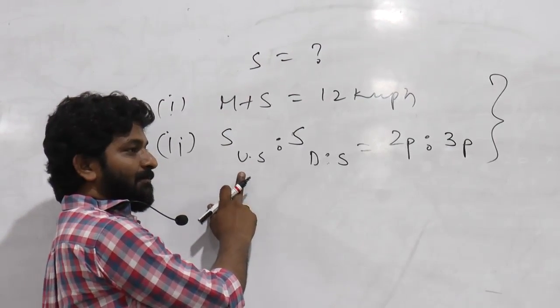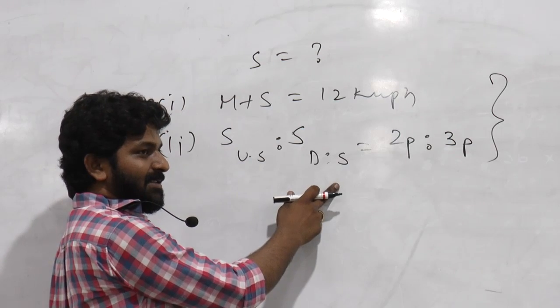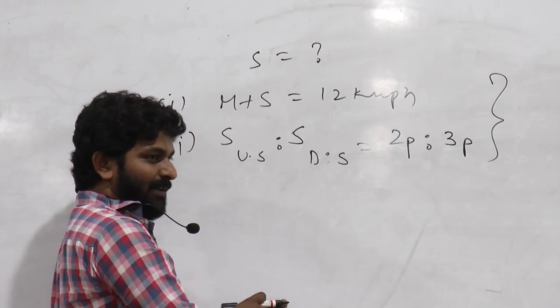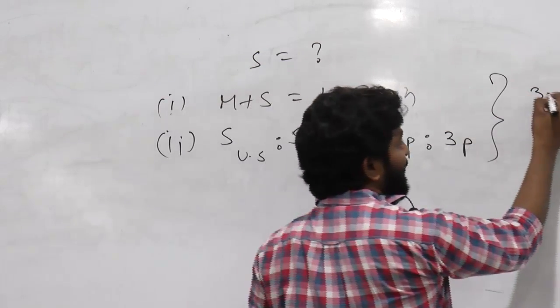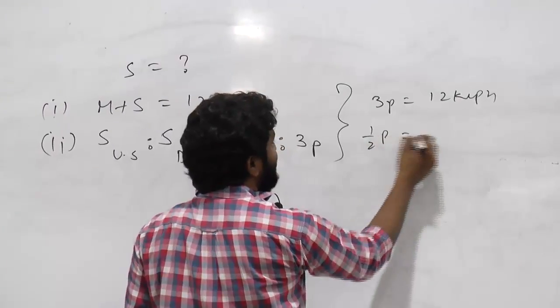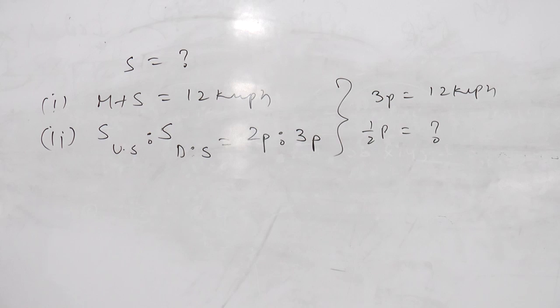Speed of upstream is m minus s. Downstream speed is m plus s. Subtract upstream from downstream by 2 will give you stream speed. So 3 parts is equal to 12 km per hour. You can calculate half part is equal to how much, and this is the speed of the stream. So using 1 and 2 you can get your answer. Yes? Keep it aside. Next, third one.